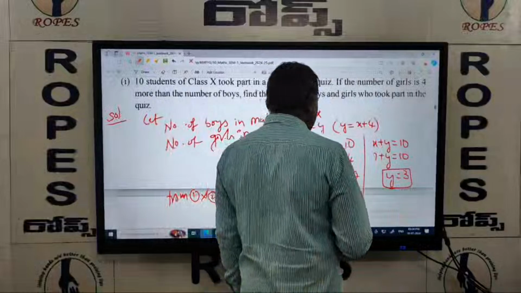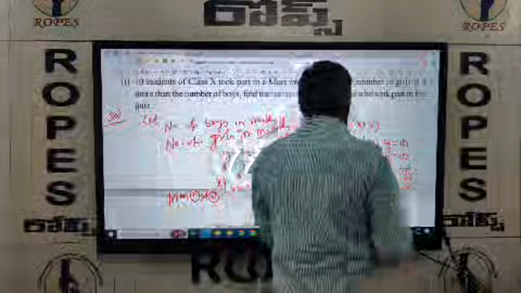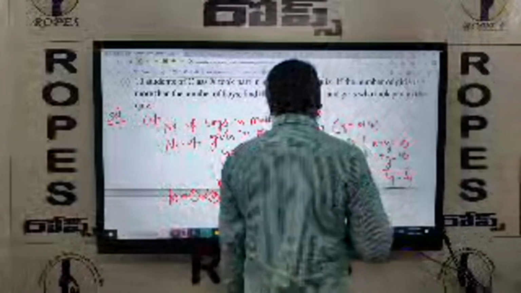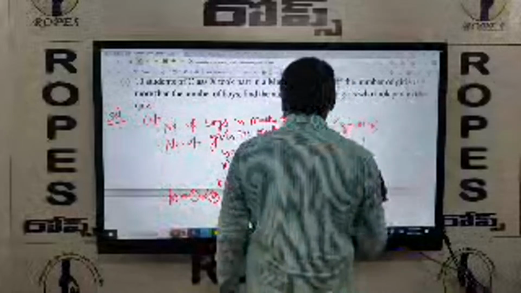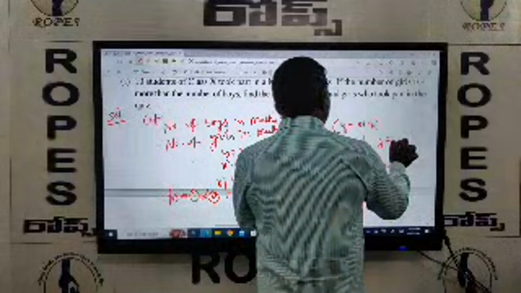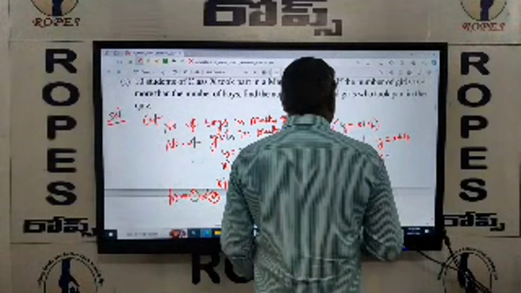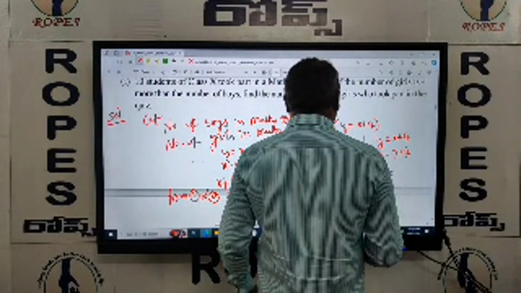Here X is equal to 7, then Y is equal to 3. Here Y we are taking as girls. Here Y is equal to X plus 4. From this we can write Y is equal to X plus 4, which is 7 plus 4. Y is equal to 11.